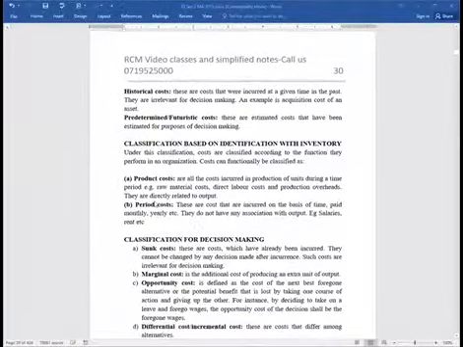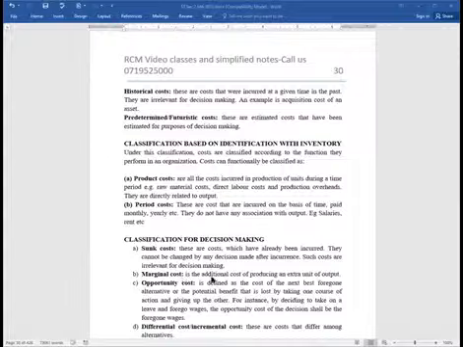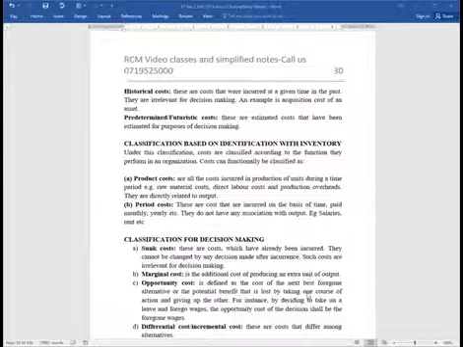So we have here classification for purposes of decision making, of which the first bucket here is the sunk costs that have already been incurred. In the future, they are not relevant to us. And then B, we have marginal cost, which is the additional cost of producing an extra unit of output. Marginal cost, the incremental cost of producing an extra unit.